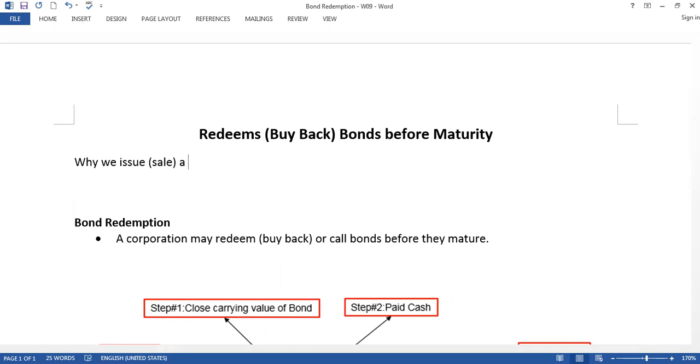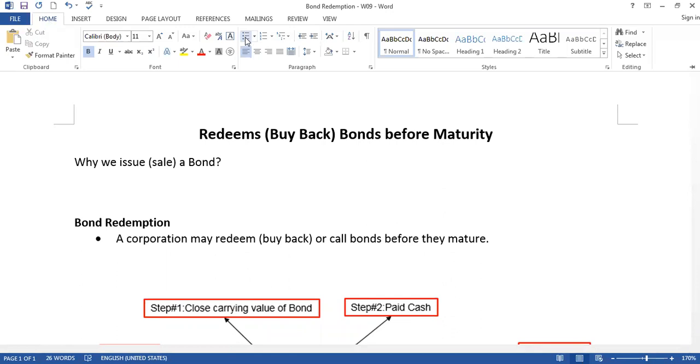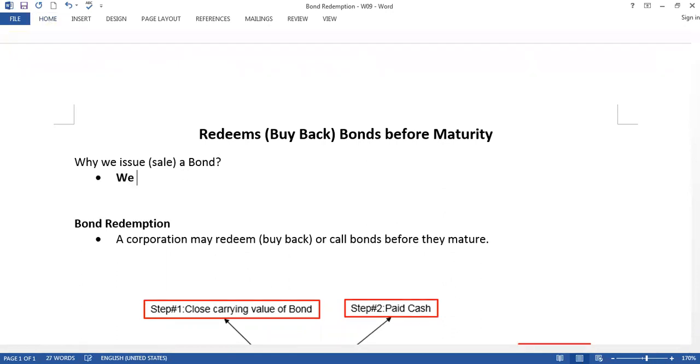Follow me. Why do we issue or sell a bond? This is the first thing you should remember. What is the reason? Because we need money, right? We need money to do our business. We don't have money. So because of this reason, we sell a bond.